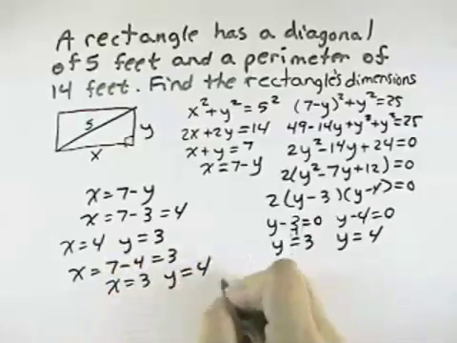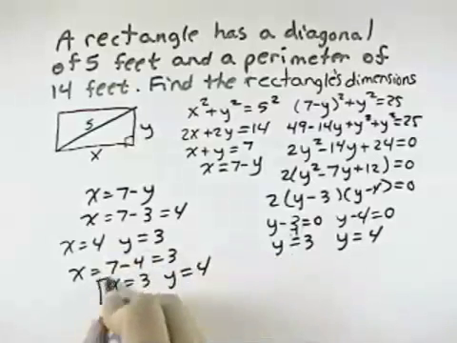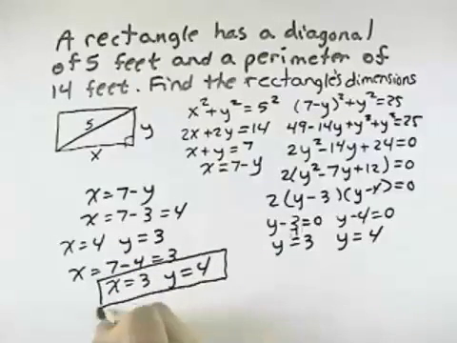So either way, I have a length of 3 and a width of 4, or vice versa. So 3 and 4 are the dimensions of this particular rectangle.